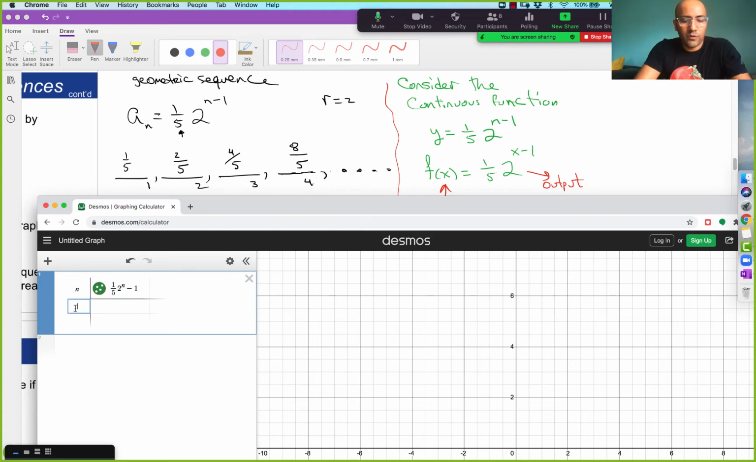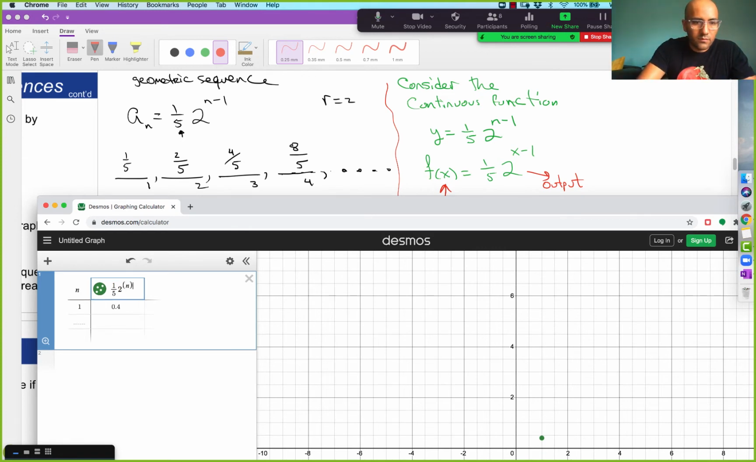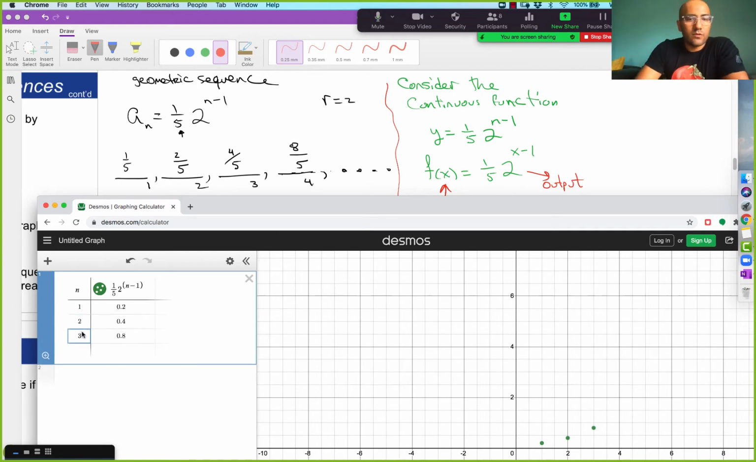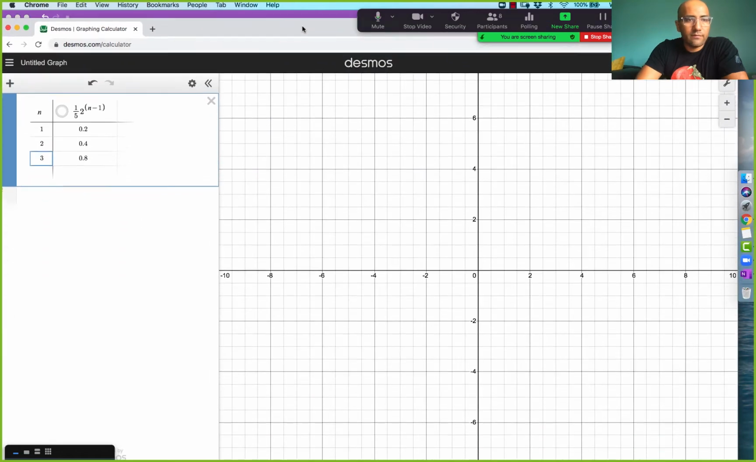Good. So the first one on my list, oops, n minus 1 is up in the exponent. Get in there, minus 1. There we go. Okay, so 1 leads to 0.2, and then 2 is going to lead to 0.4, that's what this is, and then 3 is going to lead to 0.8, that's what this is, and so on and so forth. All right, so let's put that over here.